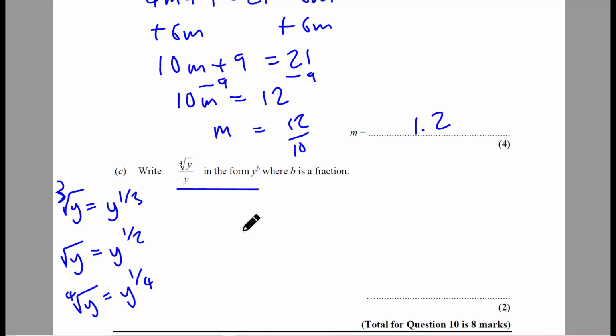So if you can see this, this is going to be y to the quarter divided by y. Now if we subtract powers when you divide, that's going to be y to the minus 3 over 4, because you minus powers, and that's minus 1. So in the form y^b, well, that should be the answer, right? That is the answer.